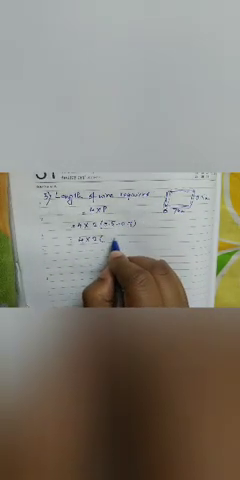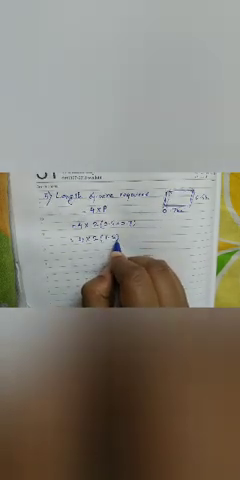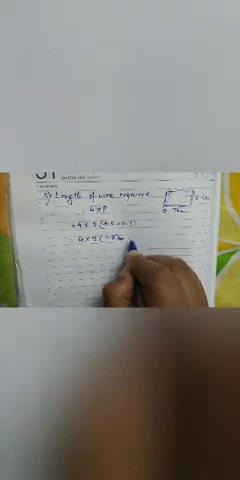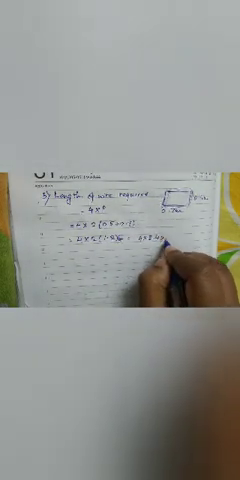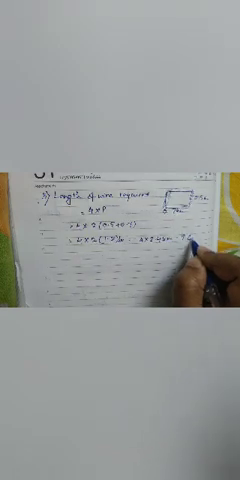Length of wire required is equal to 4 times the perimeter. So that is equal to 4 into, what is the perimeter? 2 into 0.5 plus 0.7. So that is 4 into 2 into, what is this? 1.2 kilometer. That is equal to 4 into 2.4 kilometer. That is equal to 9.6 kilometer.